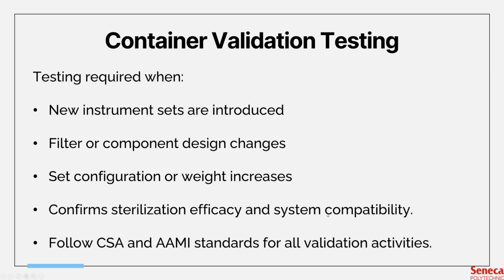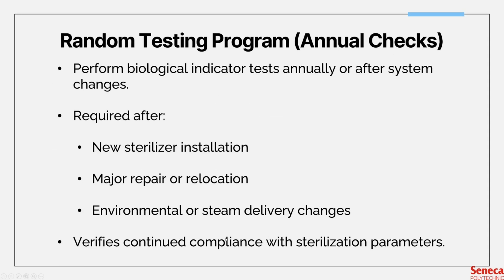So you, as usual, will follow CSA Z314 and AAMI ST79 standards for all validation procedures. And of course, we have random testing programs or annual checks. Apart from the initial validation of the containerized systems, facilities are required to conduct annual random testing. This typically involves biological indicator testing to confirm sterilization integrity.